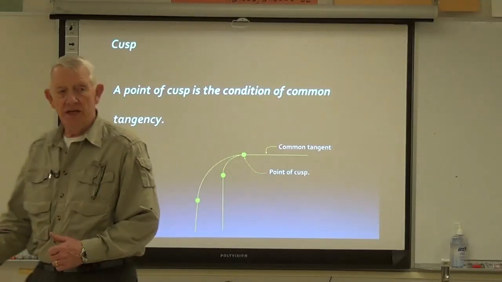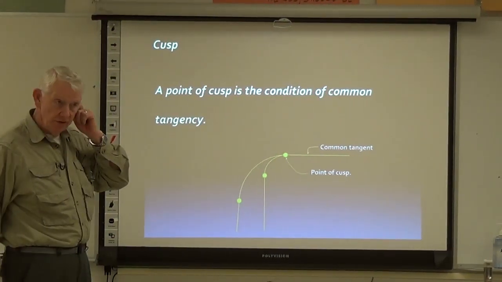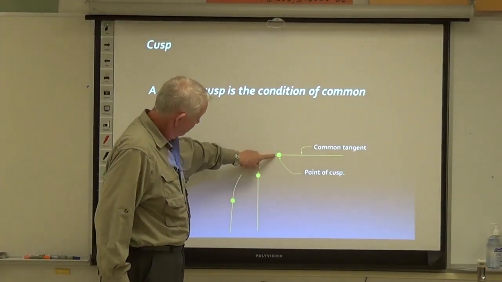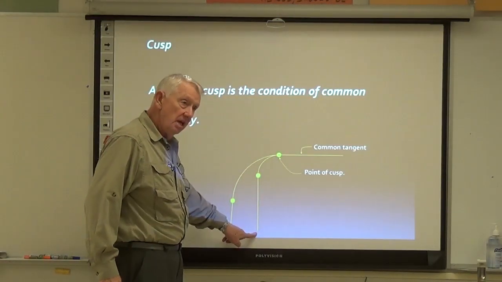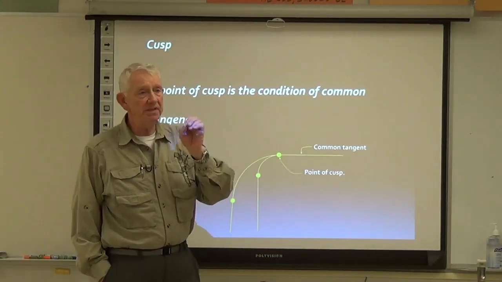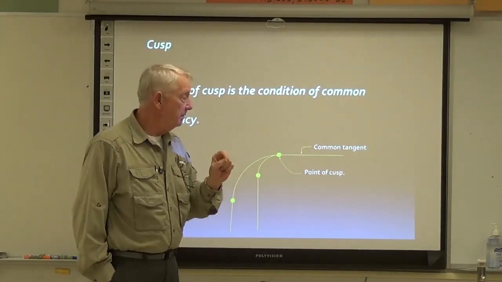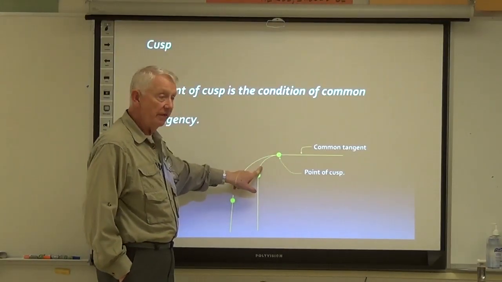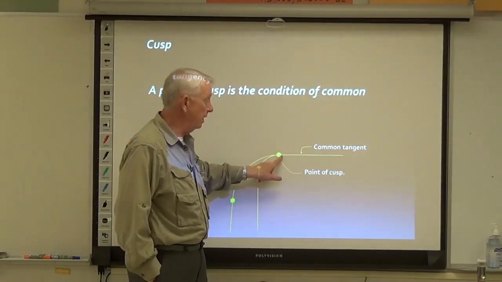Let's talk about this cusp. Now what I have here is a bad situation because we're going to come up here to this point and then we're going to come down like this, okay? Now, this is a point of cusp here. A point of cusp is a very finite geometric shape, okay? What I mean by that is at this point right here, this curve and this curve have a common tangent at that point right there.